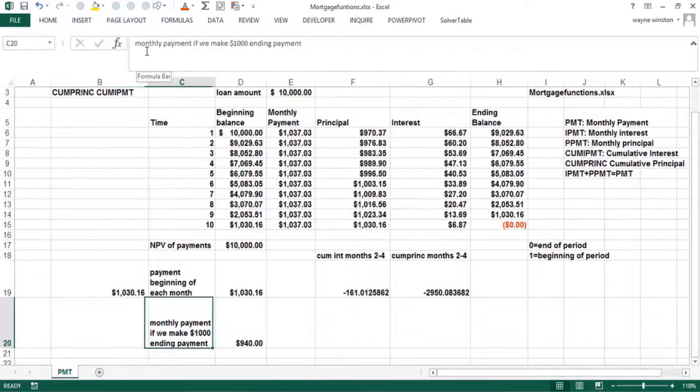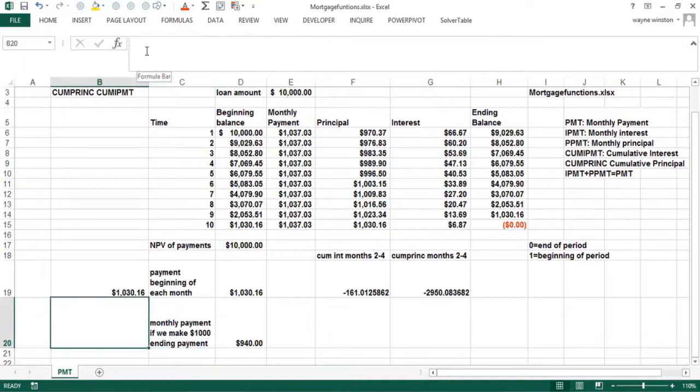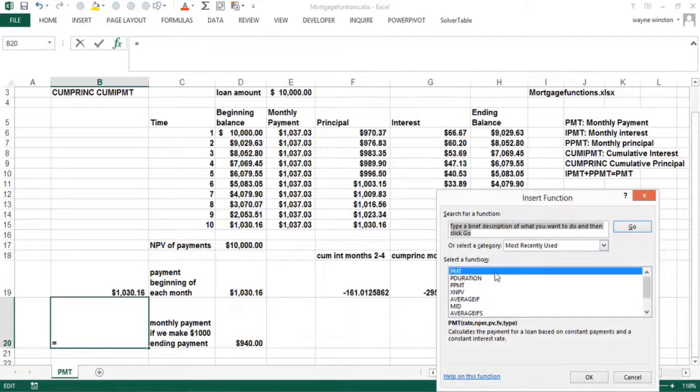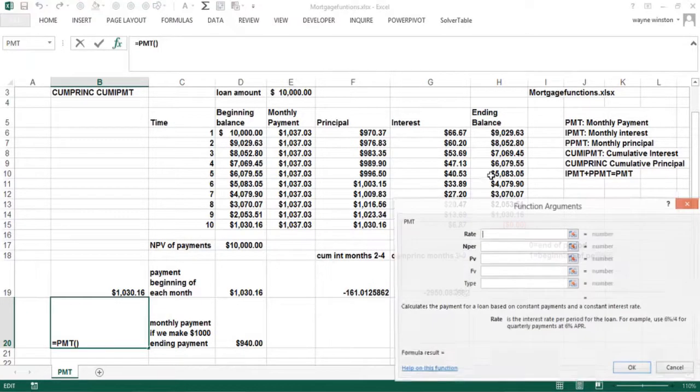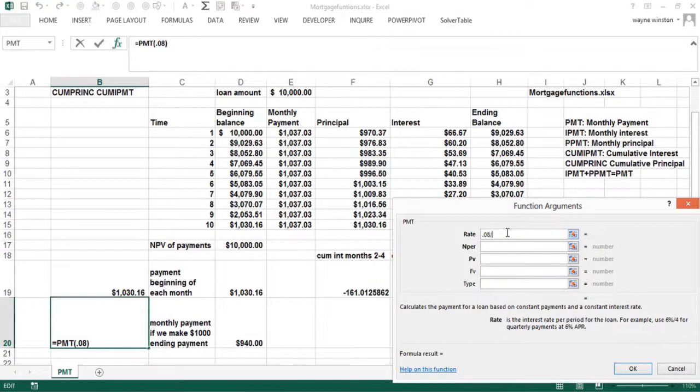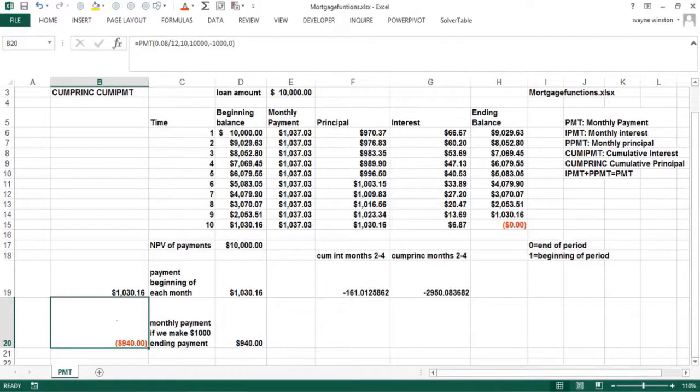But what about if we make a $1,000 ending payment? We've got to be careful. So it's a balloon payment at the end of the loan. We should owe less per month. So function wizard, PMT, it's 0.08 divided by 12, 10 months. I'm going to get a check for $10,000 today. But I'm going to write them a check for $1,000 at the end. So this should be the opposite sign of the present value, and it's end of the month payments. And so that's $940. I have to put a minus sign in front of that.